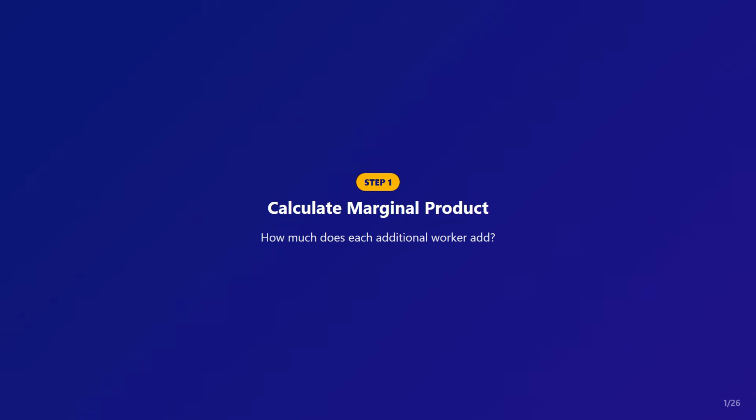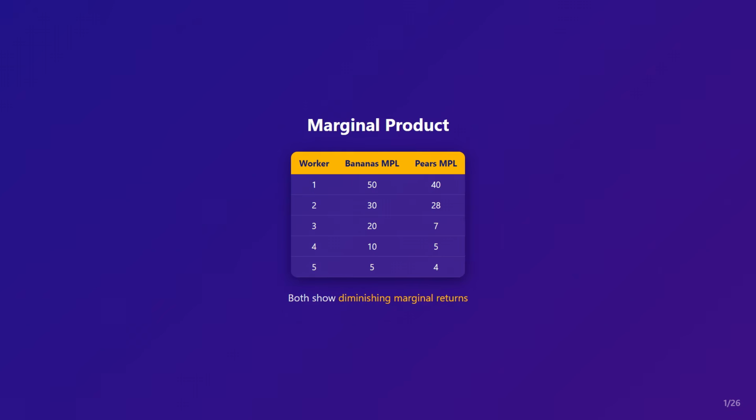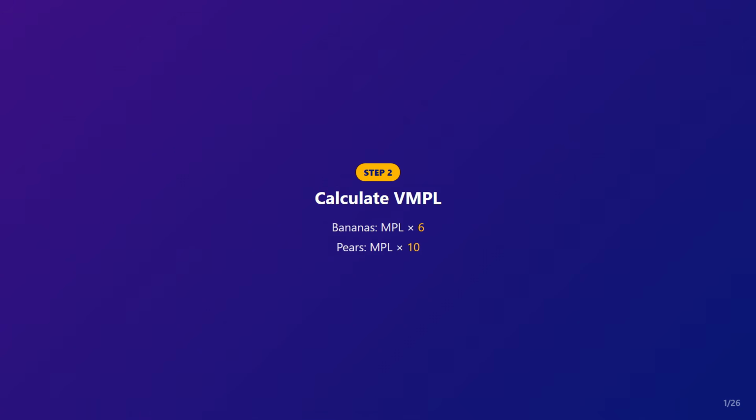Step 1, calculate marginal product. For bananas: worker 1, 50 kg. Worker 2, 30 kg, 80 minus 50. Worker 3, 20 kg. Worker 4, 10 kg. Worker 5, 5 kilograms. Notice the marginal product is decreasing. This is the law of diminishing marginal returns, which holds because there is a fixed input, land, and a variable input, workers.